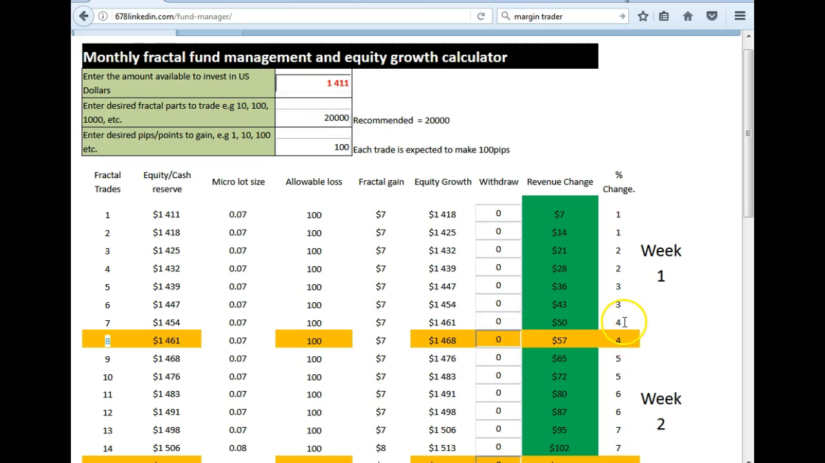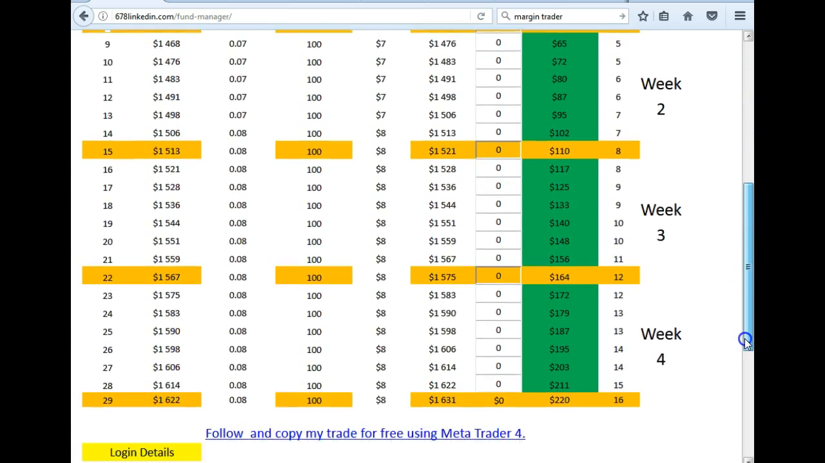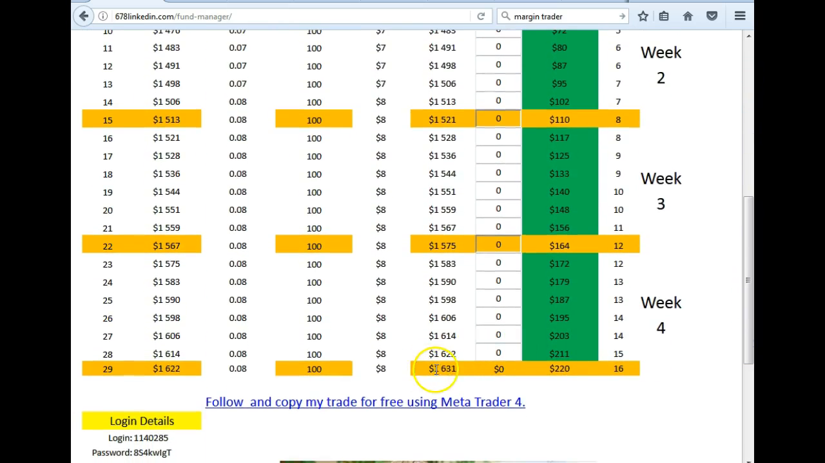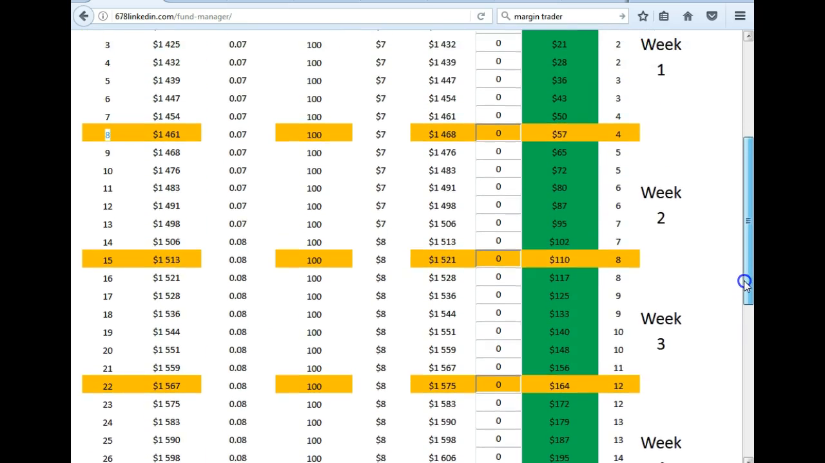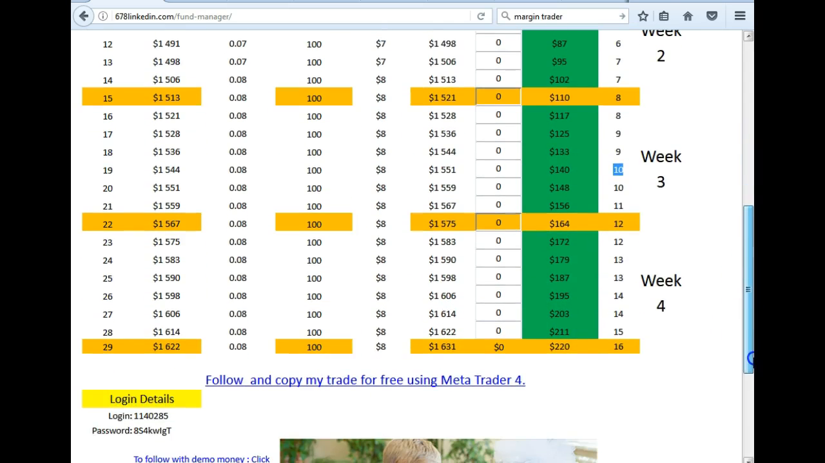In this particular month of June, the equity has actually grown to about 1,631, which is very, very supernatural because my expectation is only 10% return. But as you can see, it has grown. Let me show you the actual trading platform.